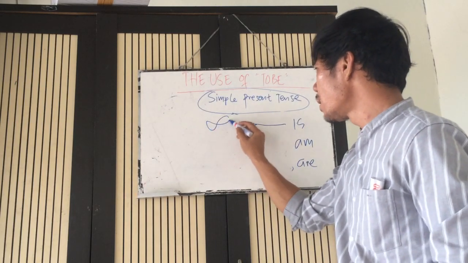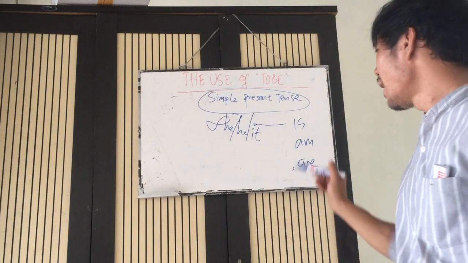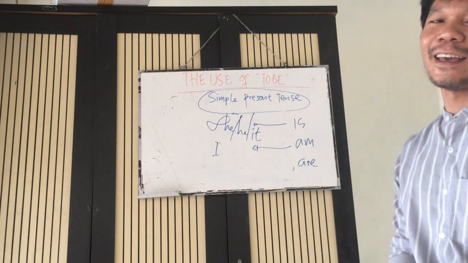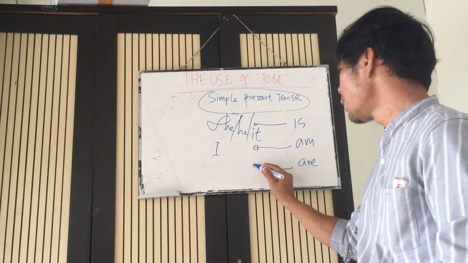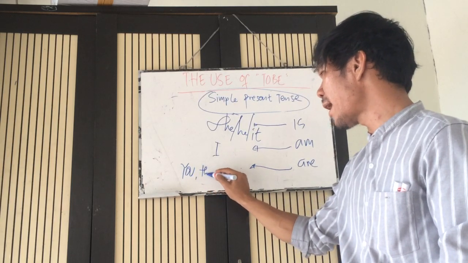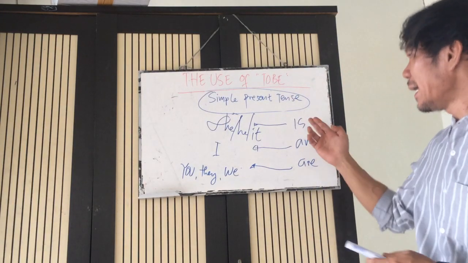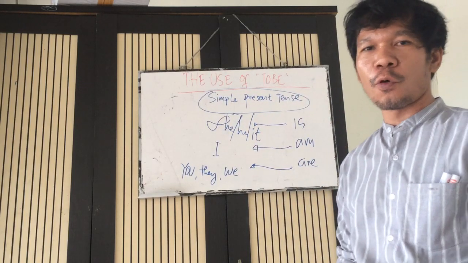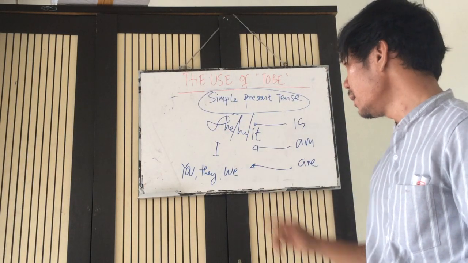Is is used for she, he, and it. And am is only used for the subject of I. Only I. Okay, and are is used for the subject of you, they, we. Remember, the to be is in simple present tense is used for third person singular. They are she, he, it.